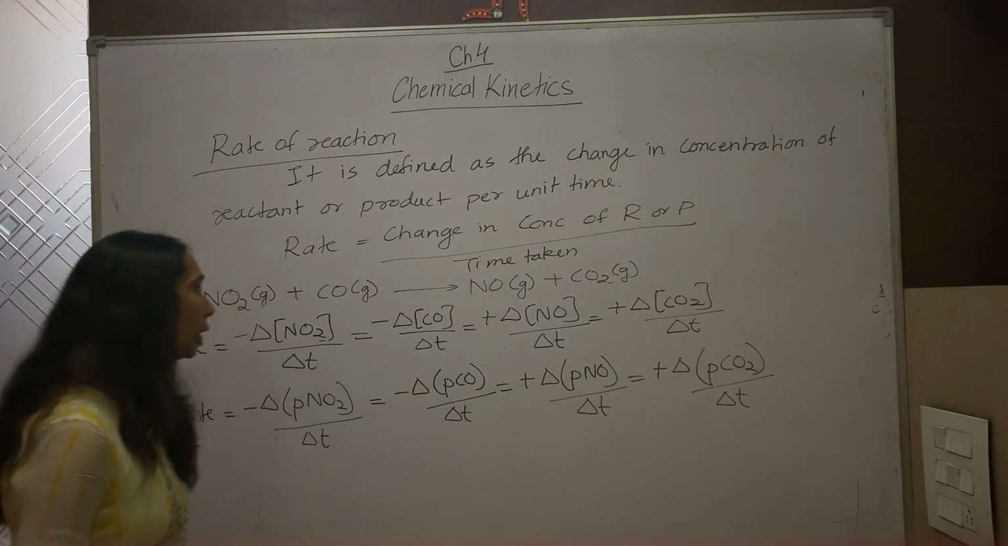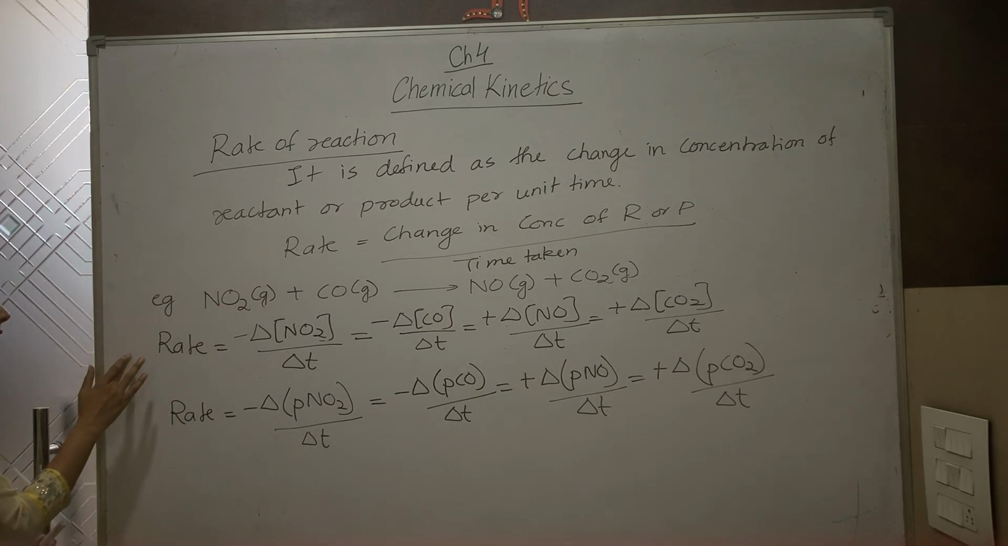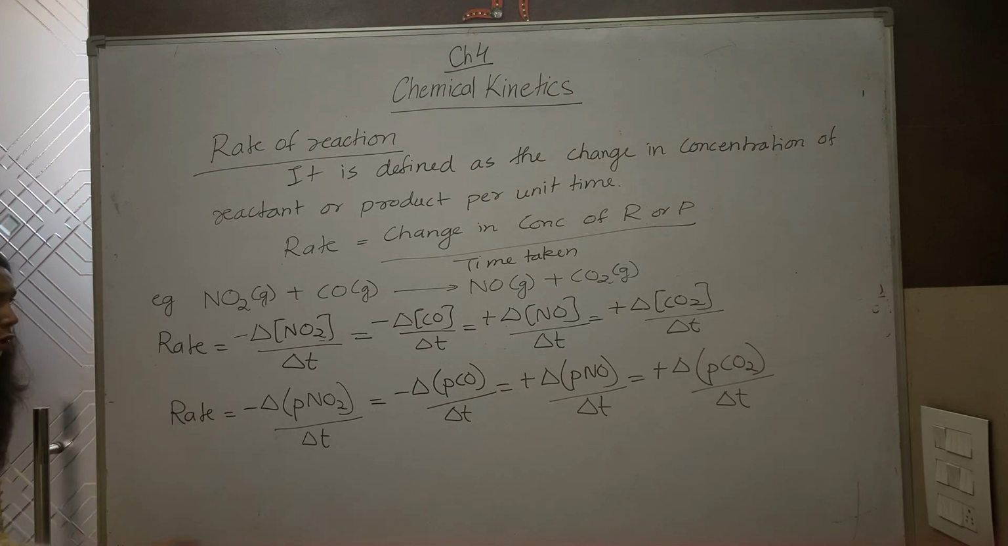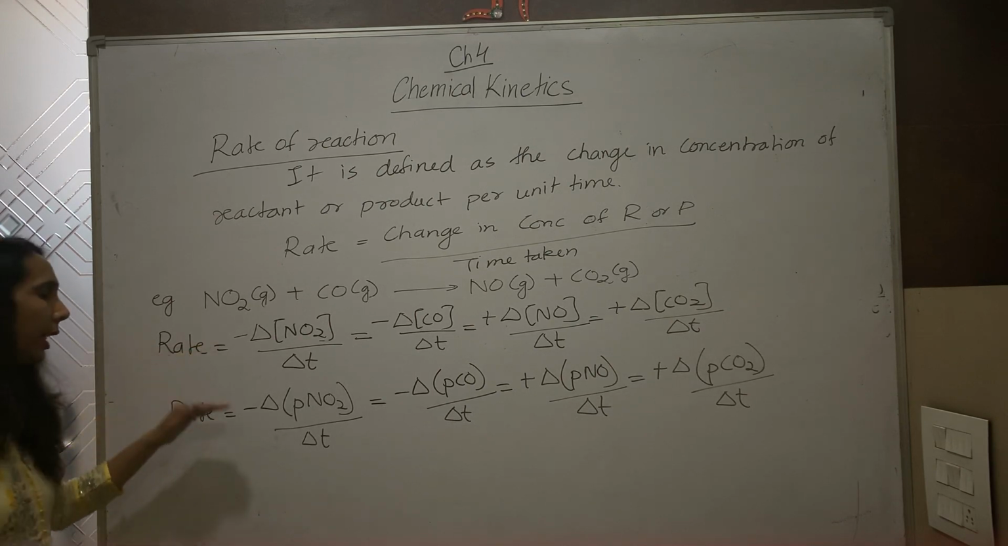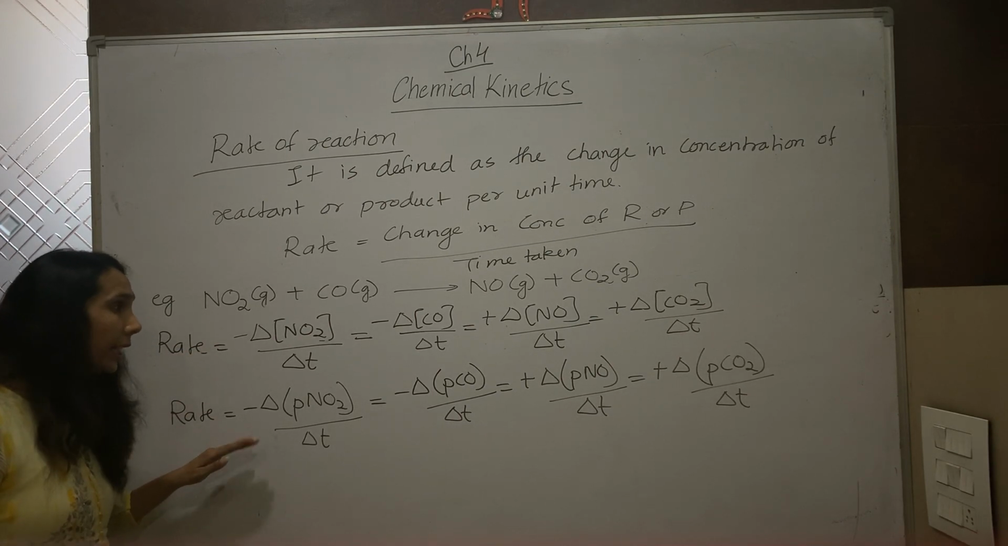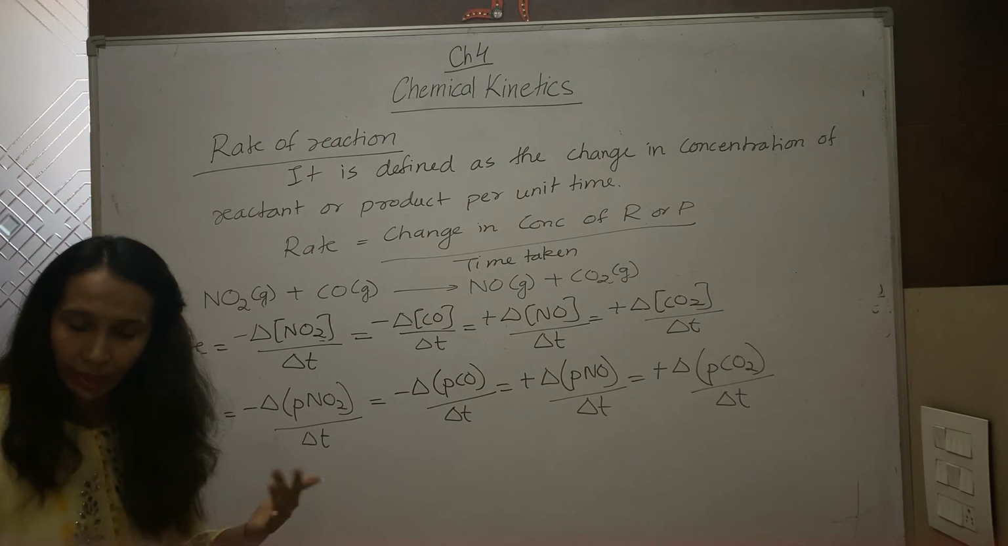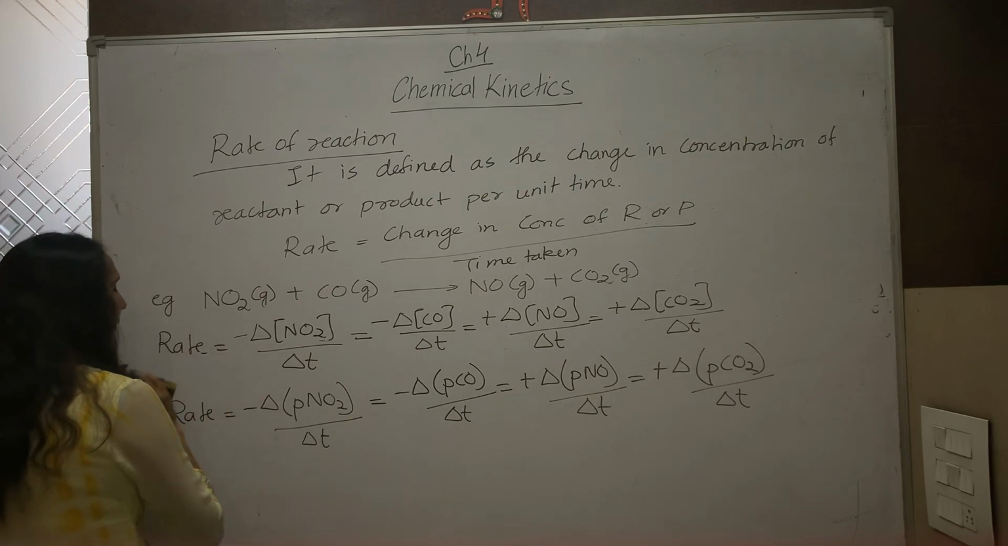So both are correct. You can measure the rate of reaction in terms of concentration, or you can measure it in terms of partial pressure. Both of them are the same, so we can measure it in any terms. The second is only applicable if the reactants and products involved are gases. Let us take one more example.